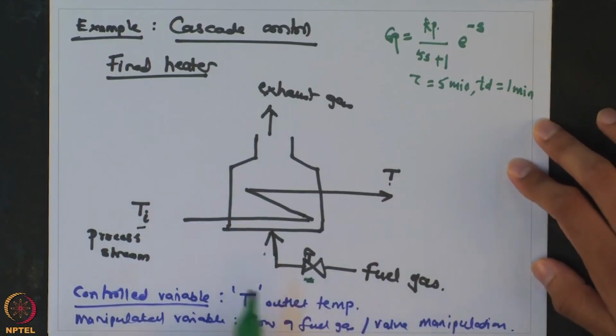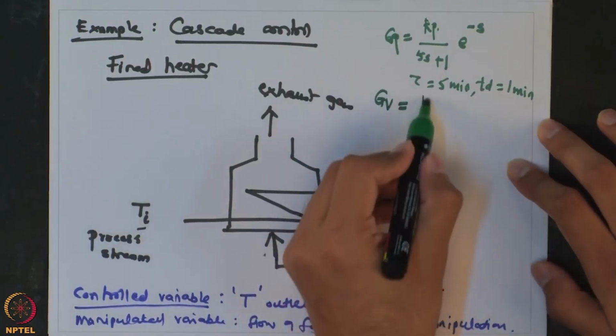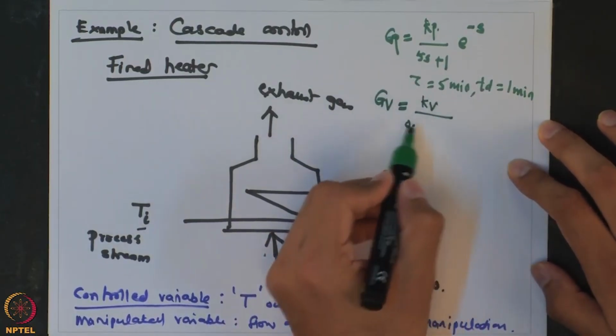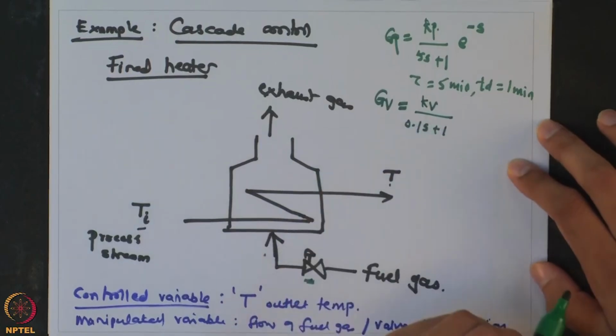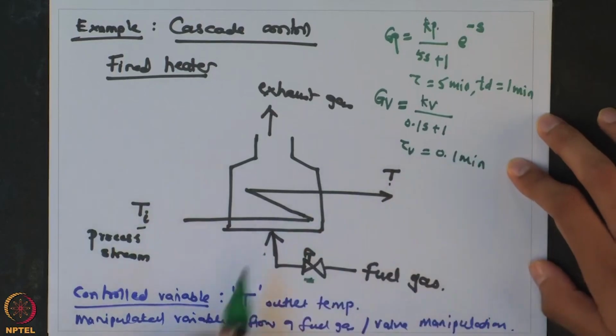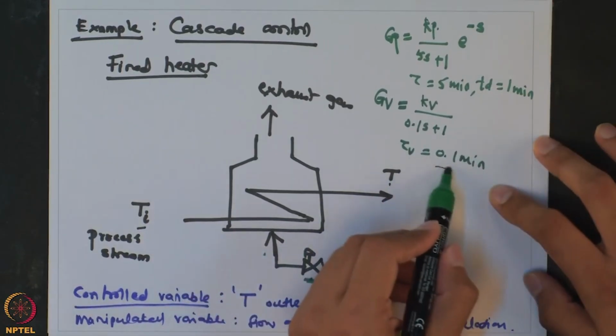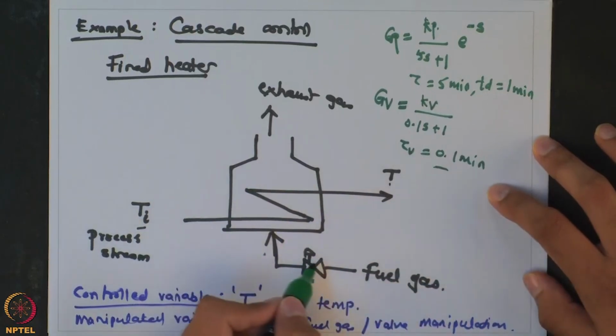And then let us focus on how this valve operates. That will be a valve transfer function. Again it will have some gain and the valve operates typically very fast. So, the time constant of the valve is 0.1 minute. You can see that the moment the valve is opened, within let us say 0.5 minutes the flow would be stabilized.